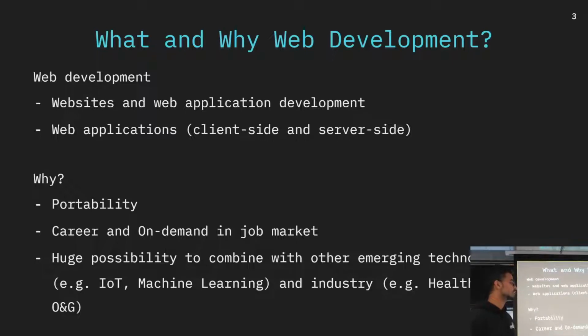There's a huge possibility to combine web development with other emerging technologies. For example, web development can play a part in IoT. Our ex-tech lead mentioned one of his projects which involved a sensor that collects data, and then that data gets streamed to a web server, and the web server renders it to a website. You can see the data that is read by the sensor on your website. So you can do a lot of things like that.